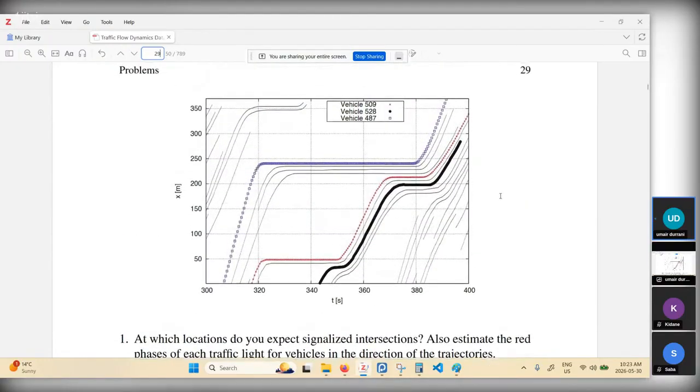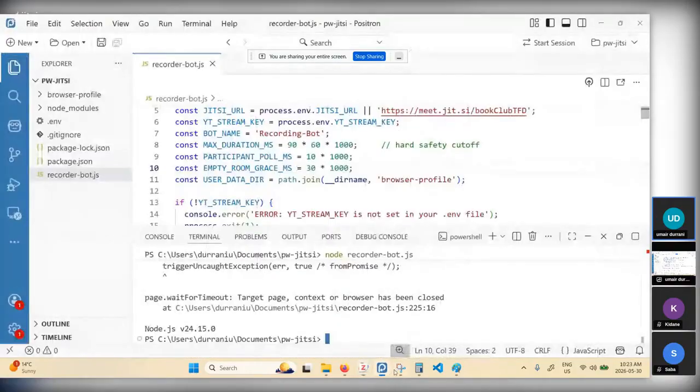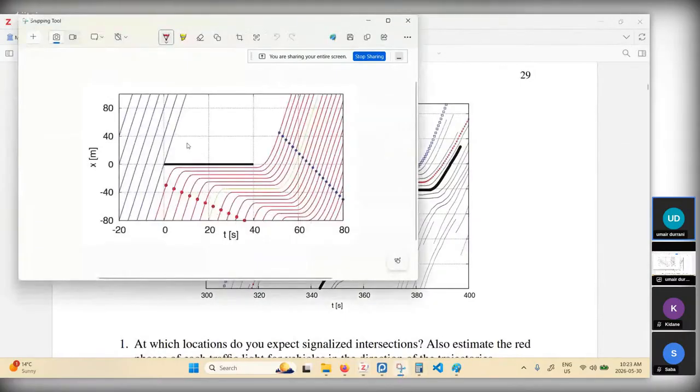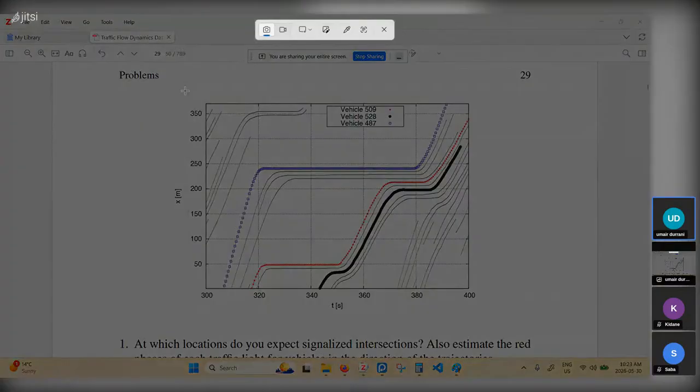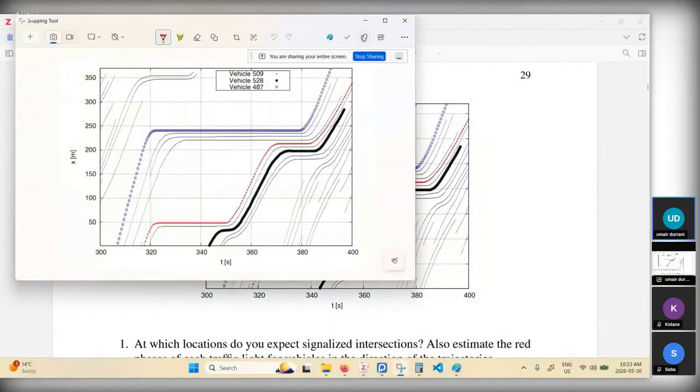Let's start with the first part of the question. At which locations do you expect signalized intersections? So we see that vehicles are stopped at different locations. Let me actually take this into Paint, and we can annotate this figure there.